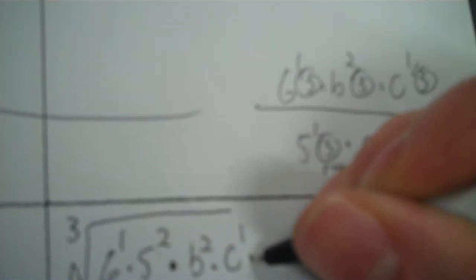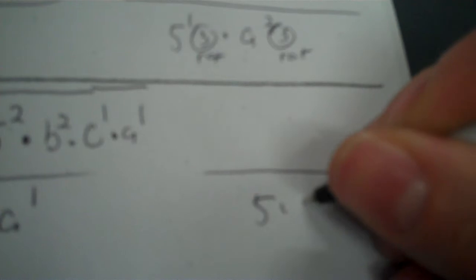B second, C1, and A1. So outside you got 5 times A. Now you make your radical 3, put all the variables in. B, give yourself some room, because you might have to put a number in there still. And then C to the first, and A to the first.